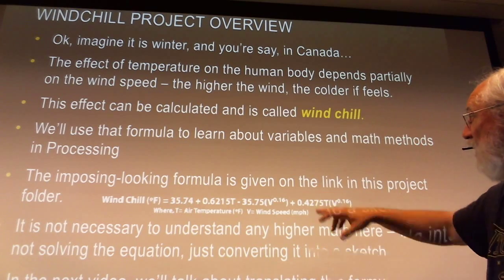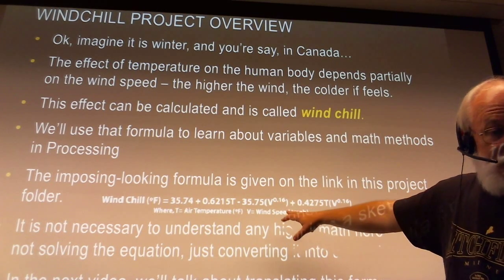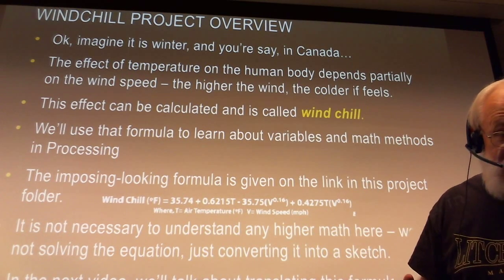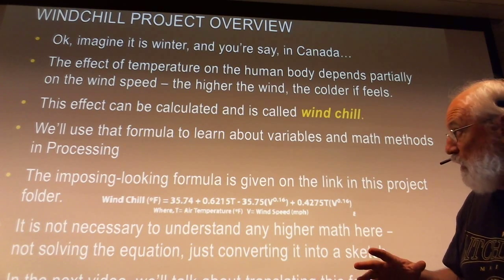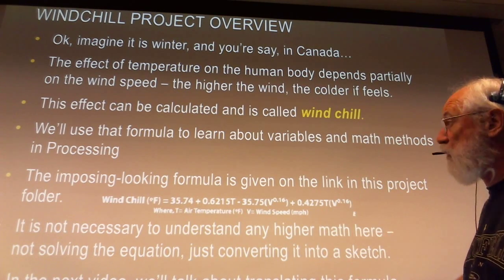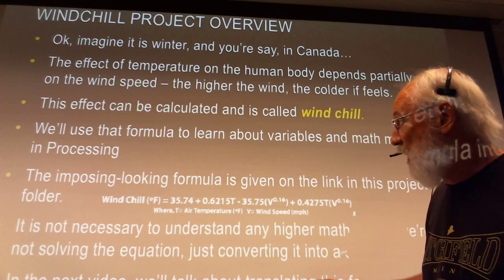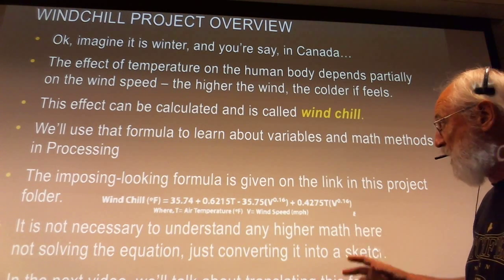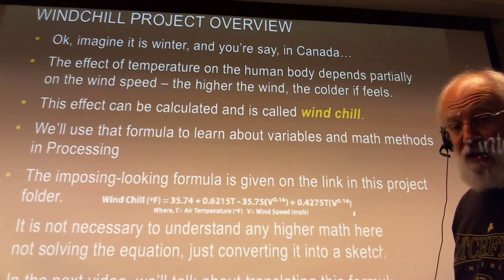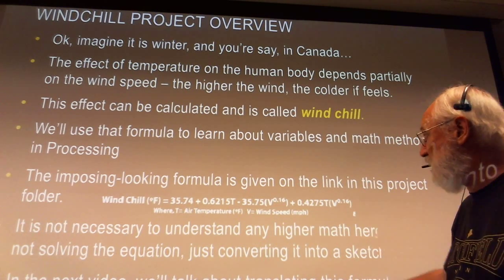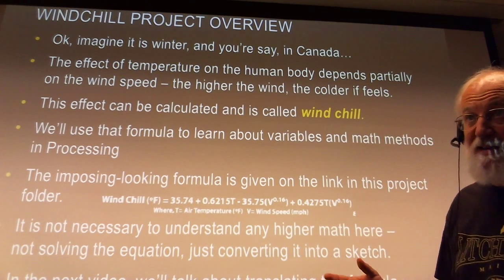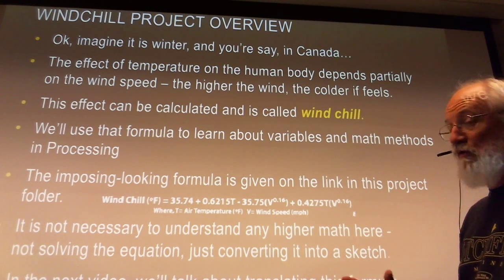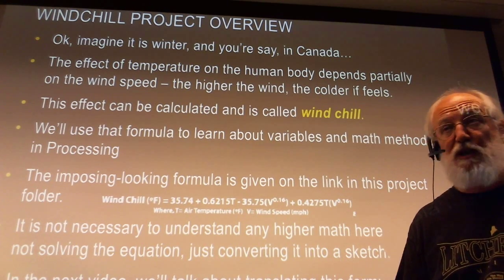Now, the imposing looking formula given here, which you probably can't read on the video, but you certainly can read on the web page that's linked in the project, this is what we're going to translate. This is how wind chill is calculated, and it looks pretty scary. It's got a bunch of numbers in it. It's got some implicit operators we're going to have to find. It's got some strange notation, because math has a very rich notation, and there's lots of different ways to write the same expression in math.